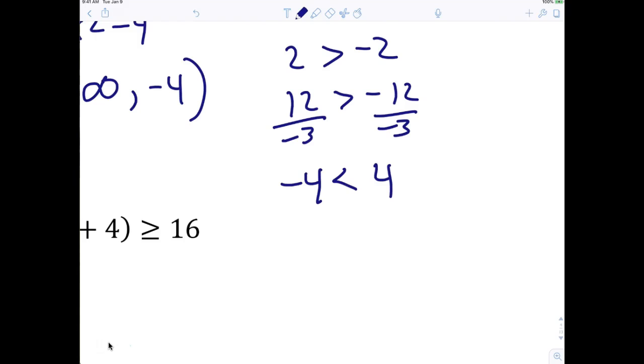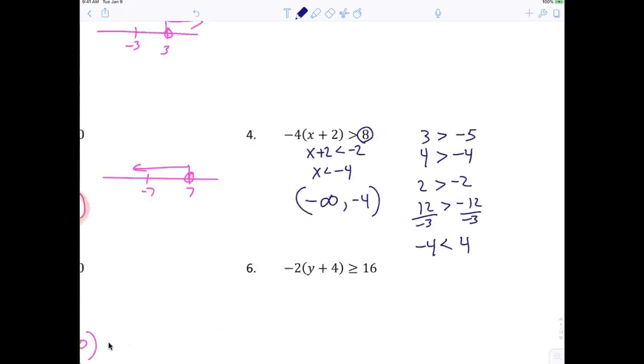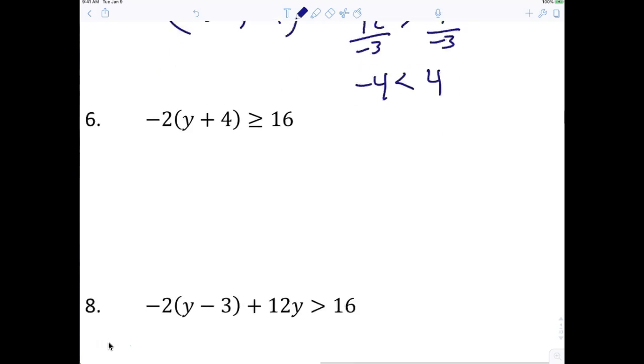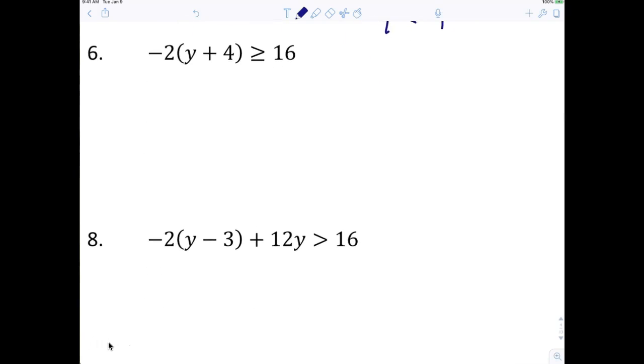So on number 4, why would you divide instead of distribute? You could distribute, you can. But it's just one less step if I just divide. You with me on that? Just like down here, number 6. I can just divide by -2, look how much easier. Less than or equal to -8. Y is less than or equal to -12.